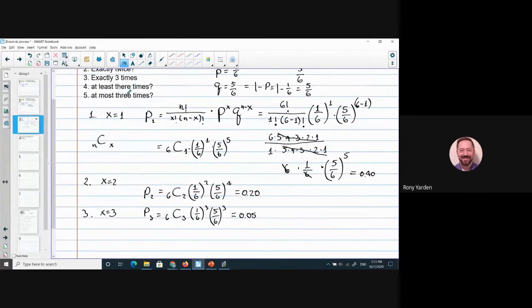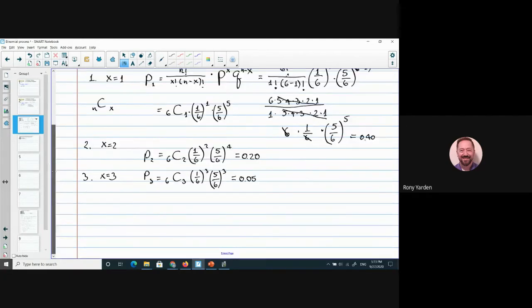Now, question number 4 is, what is the probability that we will have at least 3 times out of the 6 trials? That's the meaning: at least 3 times out of the 6 trials, the die will show us the result 6, 3 times out of the 6 trials, at least 3 times.